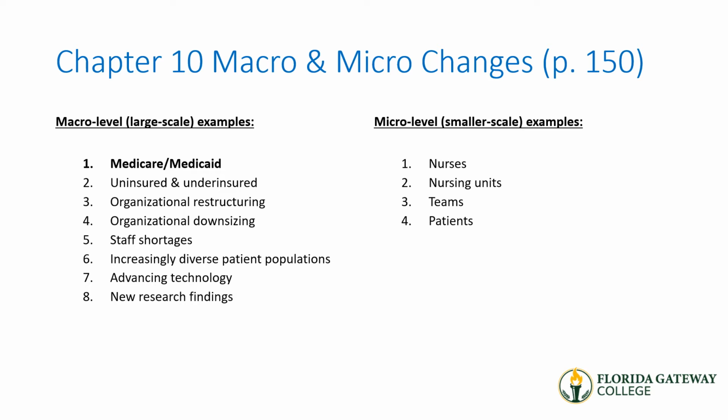On the micro or small-scale level of changes, changes in nursing personnel can be tough, but they're usually small scale. Maybe a nurse who's been working there 20 years has decided to retire and she's got some big shoes to fill. So this requires an adjustment on the people who are left, adjusting to the new person, and the new person adjusting to the nursing unit. Sometimes nursing units and teams organize or reform.